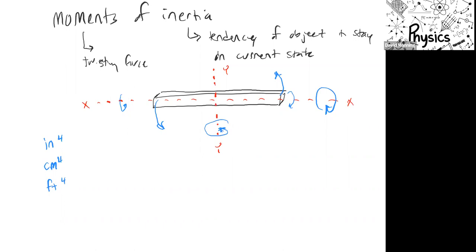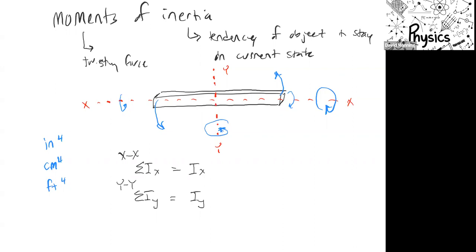So we have our two axes, right? We're going to be solving for the sum of the I's in the x and the sum of the I's in the y, because if you only have one shape, like this shape, it would just be Ix and Iy. So this is about the XX axis, and this would be about the YY axis.